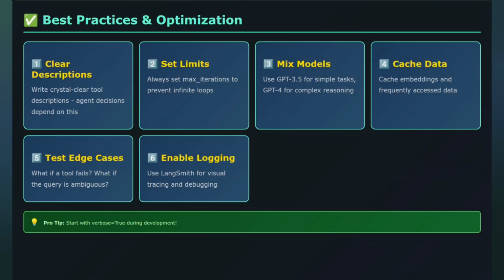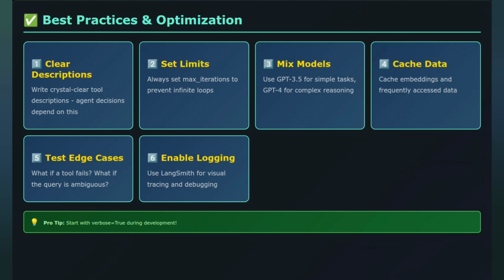Before we wrap up, here are the best practices I wish I knew when I started. 1. Write crystal clear tool descriptions. The agent's decision quality depends on this. 2. Always set max iterations. Infinite loops will drain your API budget fast. 3. Use cheaper models for tool selection, expensive models for complex reasoning. You can mix GPT-3.5 and GPT-4. 4. Cache embeddings and frequently accessed data. Vector operations can be expensive.